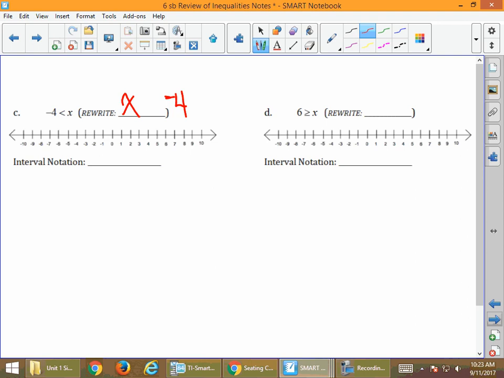But the symbol in the original problem is pointing towards the negative 4, so it still needs to point towards the negative 4. So in terms of reading it, in terms of what I'm going to graph, this is x is greater than negative 4. Are we going to have an open circle or a closed circle on negative 4? It's going to be open because there's no equal. And we're going to go this direction, towards the right.